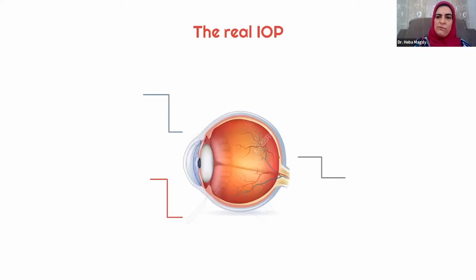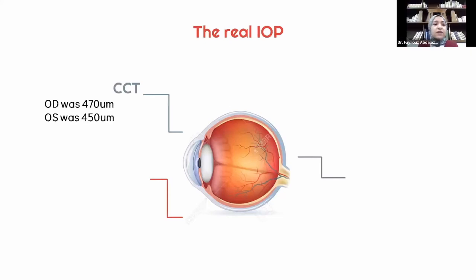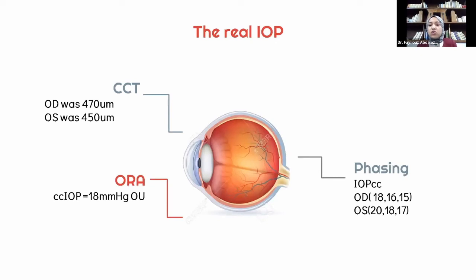I want to ask you, what have you done for that patient so far? Okay, the central corneal thickness was 470 microns in the right eye and 460 microns in the left eye. The corneal compensated intraocular pressure was also done, and it was 18 in both eyes. Also, phasing was done, and the intraocular pressure ranged from 15 to 18 in the right eye and 17 to 20 in the left eye.